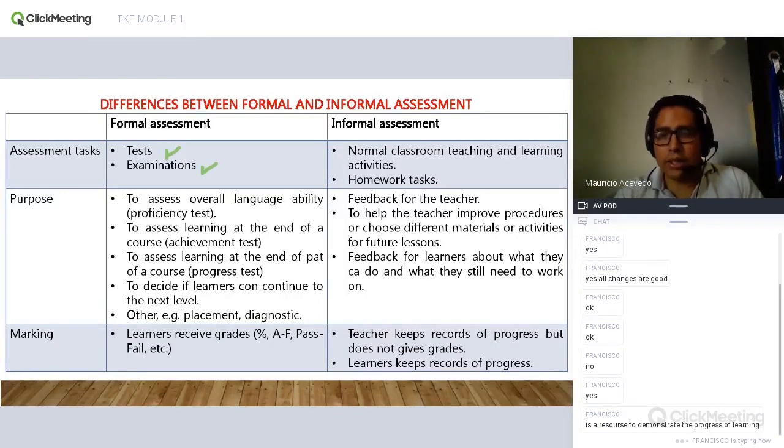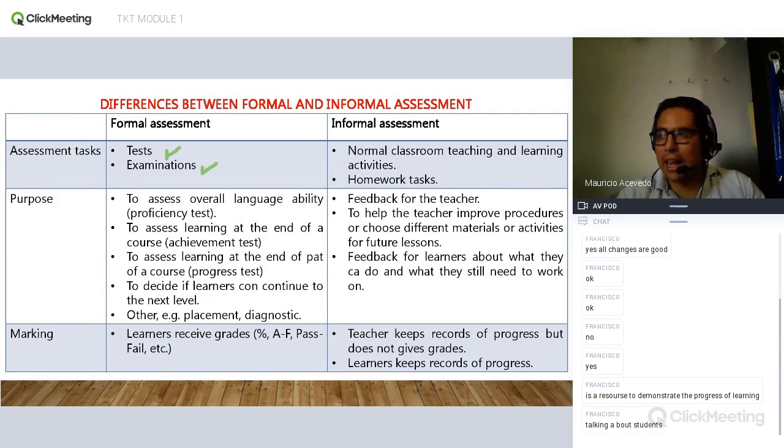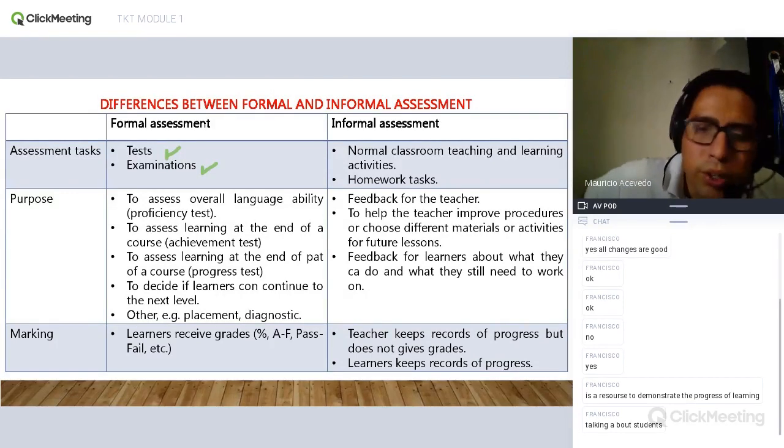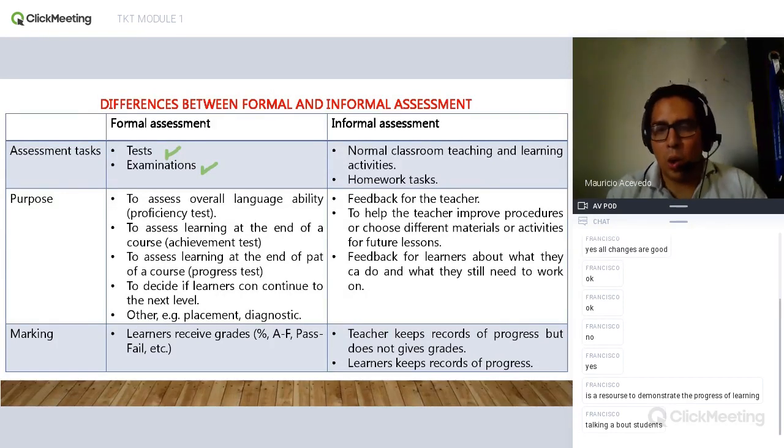Okay, yes, it's a resource for demonstrating the progress of learning. It can be like a booklet in which the students can start keeping all the pieces of paper, all the articles, essays that they are doing, etc. Okay, very good, Francisco. Do you normally apply this portfolio in your classes or not?